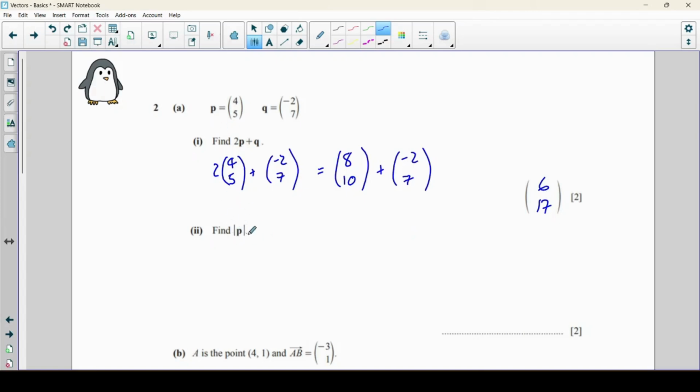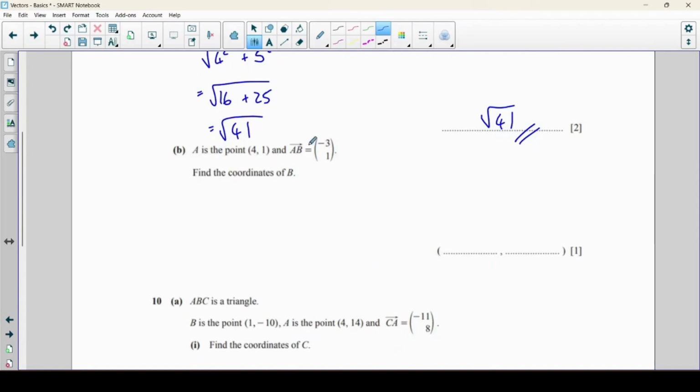Okay, next one, well this means the magnitude of p. So Pythagoras, so square root of 4 squared plus 5 squared. 4 squared is 16. 5 squared is 25. So that's the square root of 41. Doesn't tell us to simplify it, and it doesn't simplify.